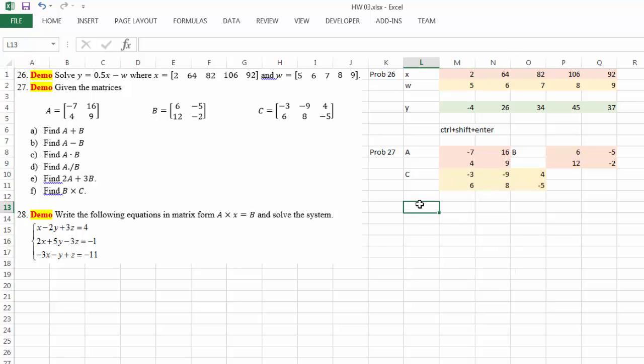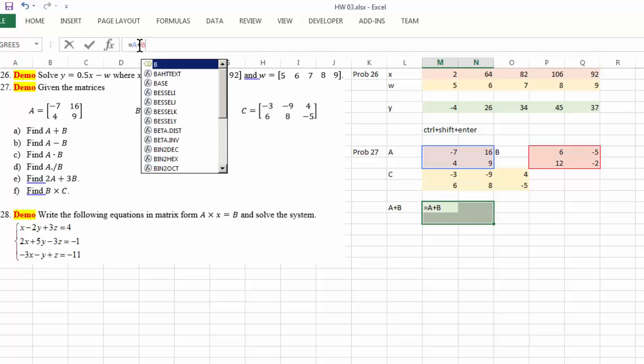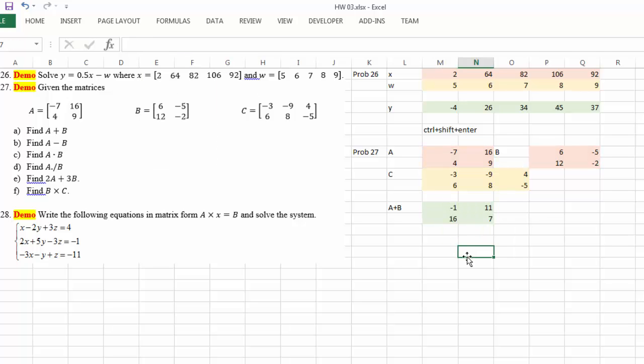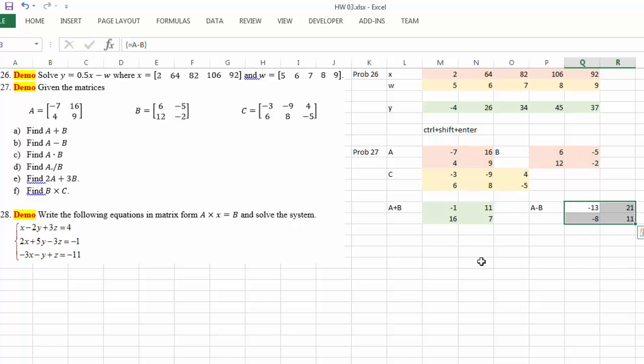All right, moving on with the calculation. So the first one is A plus B. So again, I need to already know the dimension of the answer. So the dimension has to be a 2x2 matrix. Therefore, I highlight this part right here. And then this equals A plus B. Control Shift Enter. Similarly, A minus B. Highlight this part right here. This equals A minus B. Control Shift Enter.